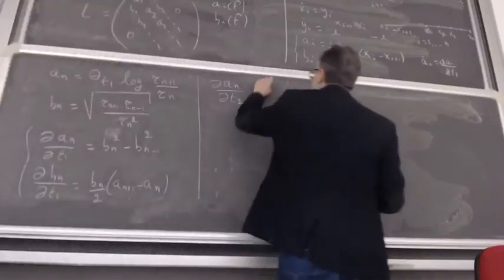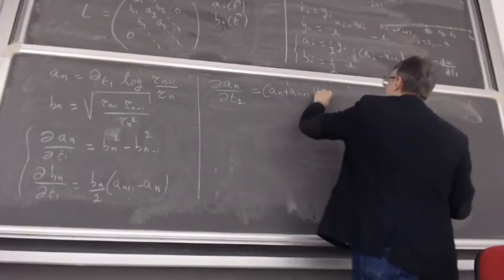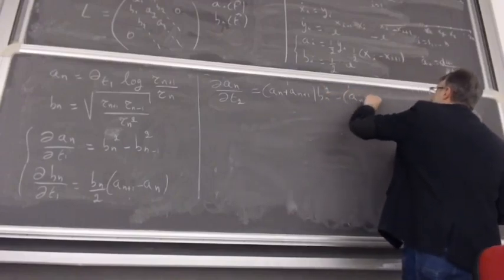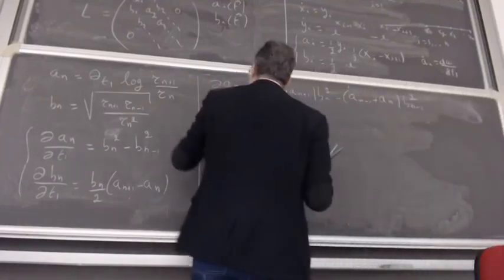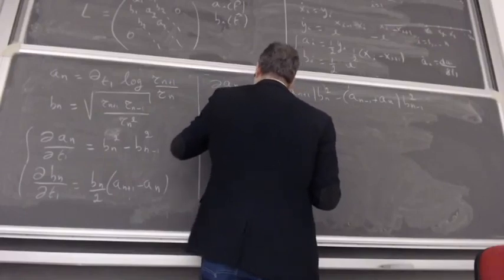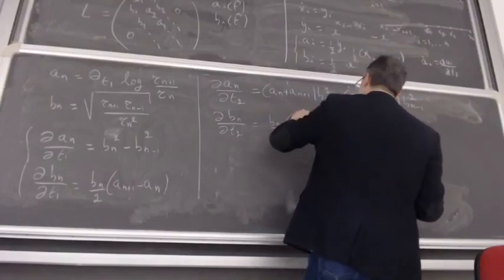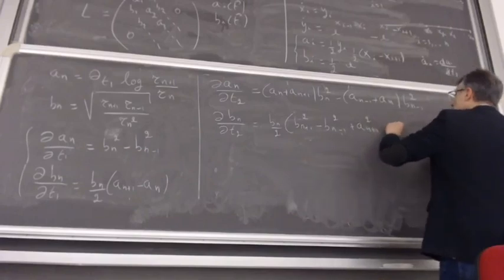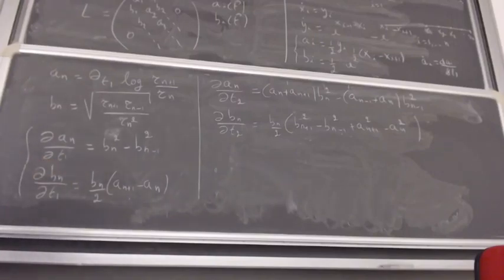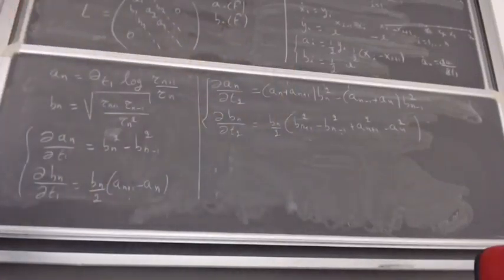Derivative of a_n with respect to T2 looks like this: a_{n+1} b_n squared minus a_{n-1} b_{n-1} squared plus a_n times b_n squared minus b_{n-1} squared. And then the derivative of b_n with respect to T2 is equal to b_n divided by 2, so b_{n+1} squared minus b_{n-1} squared plus a_{n+1} squared minus a_n squared. Okay? So we see the first equation contains only nearest neighbor interactions, and the second equation of the hierarchy contains next to nearest neighbor interaction, and so on, right?